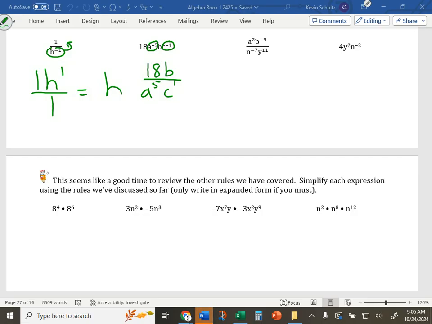Next one, Lauren. What gets moved? The y to the 11th? No, the y to the 11th stays put because the power is positive. It's happy there. Why? We want to get rid of the negativity. So the -7 goes up top? The -7 goes up top. It's not happy in the denominator. We want to move it up. What else moves? Elsa.